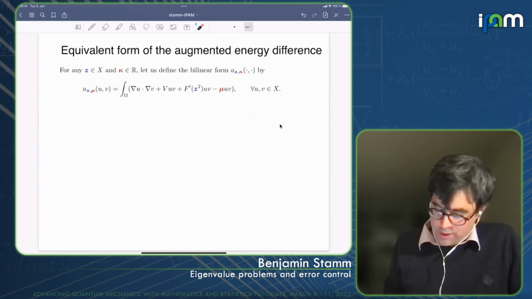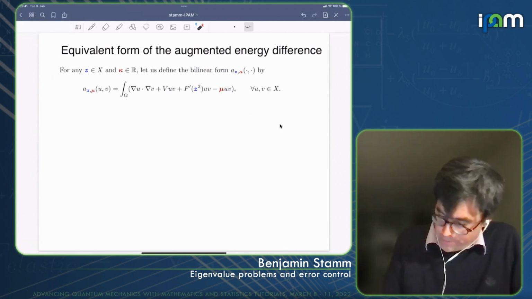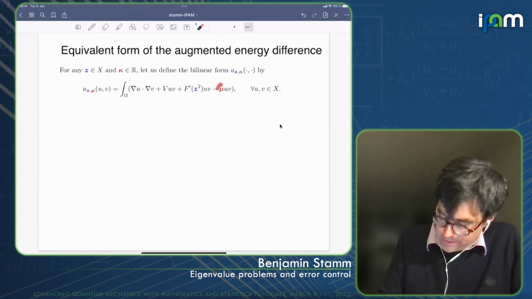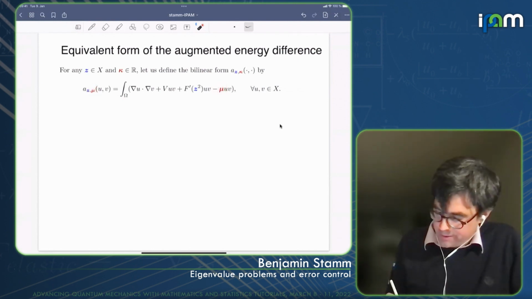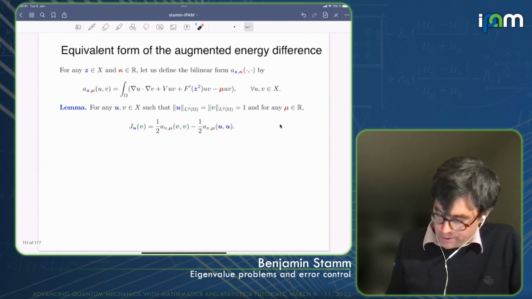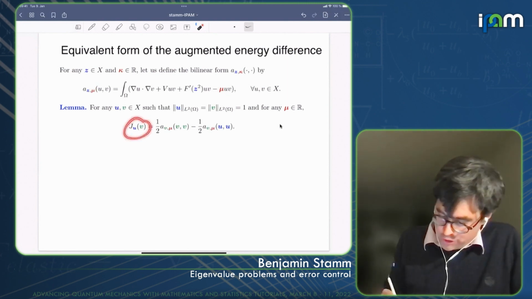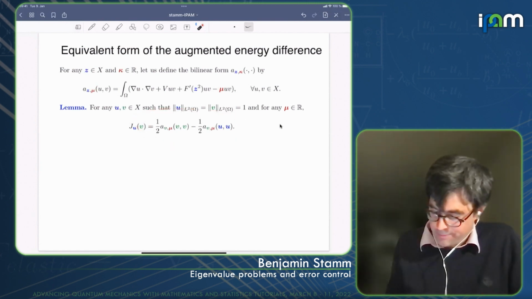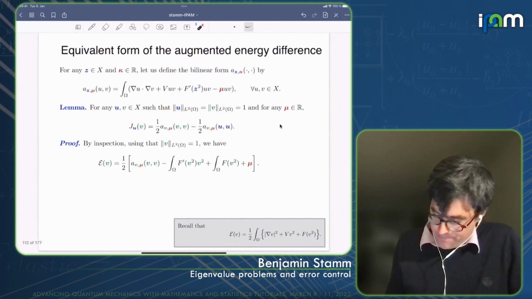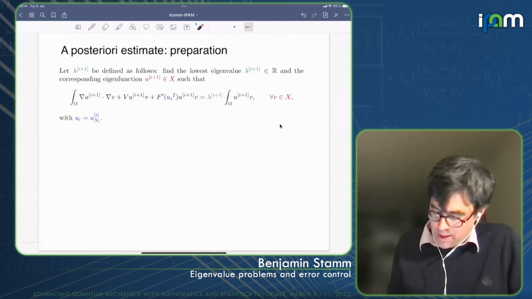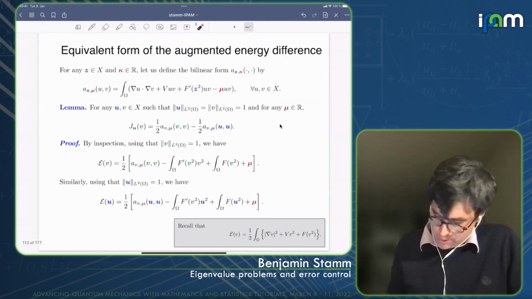You can introduce the bilinear form, where the linearization is in blue, that's the first variable, and the eigenvalue mu is in red here. Without going into too many details, this energy difference can now be represented in terms of a difference of bilinear forms. I don't want to address this too much, but we go now here.